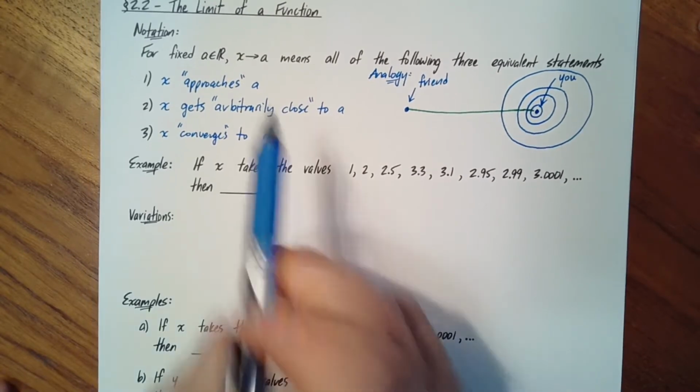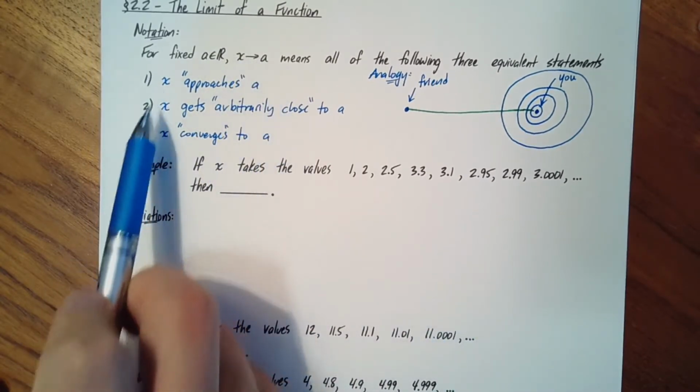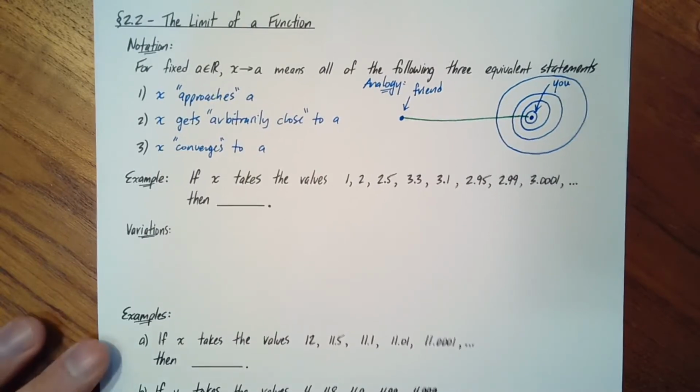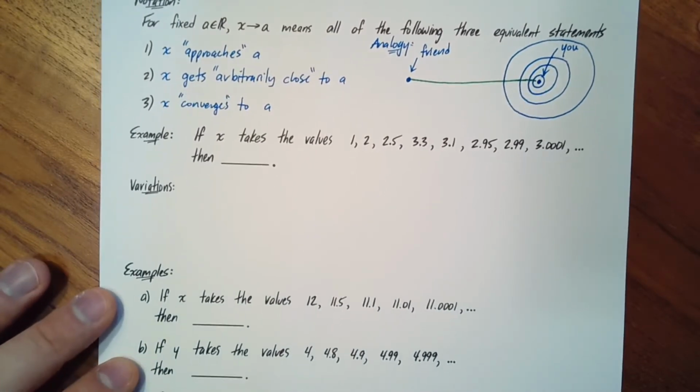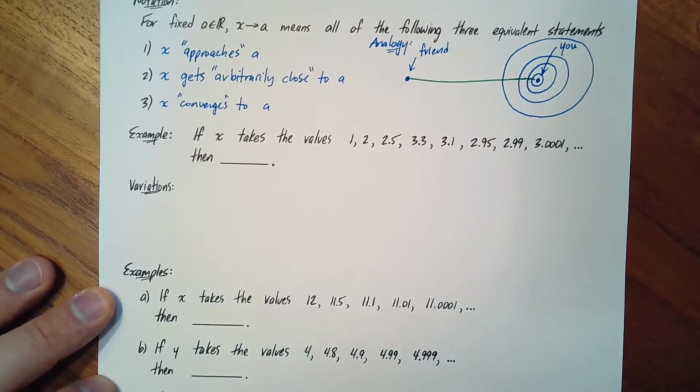Okay, so that's what it means when you write down this notation. You're really saying all 3 of these statements. Okay, well, what might this look like in a particular example? So that's what we're going to do next.